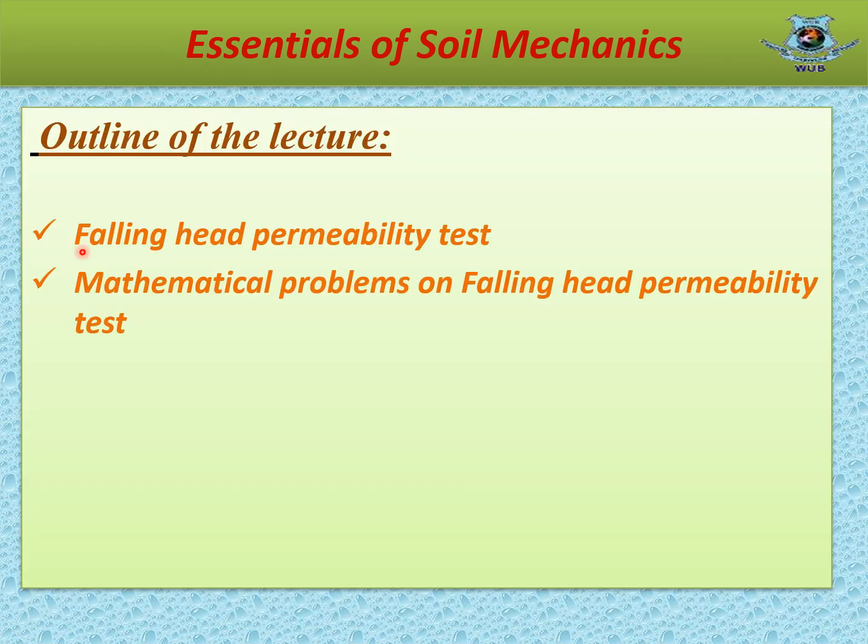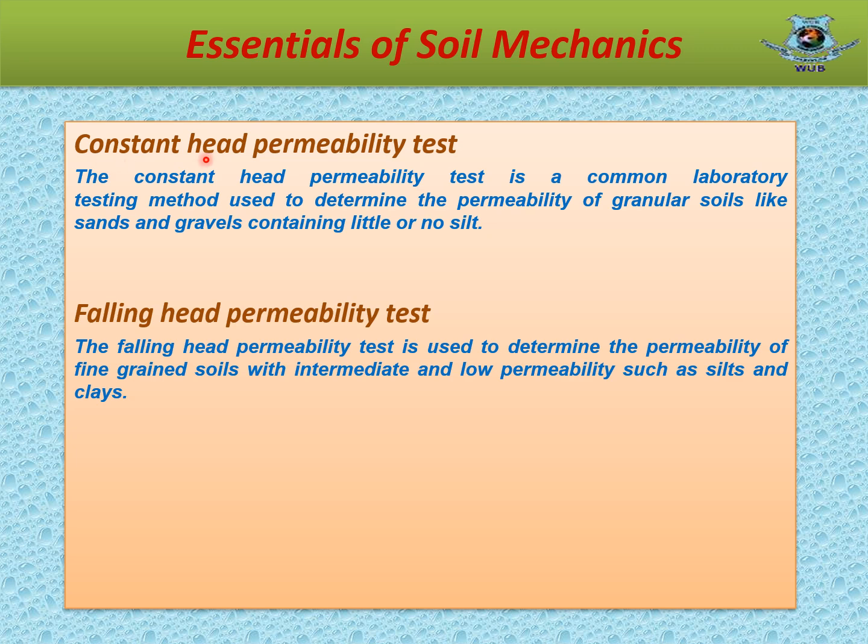In today's lecture, we will cover the falling head permeability test and mathematical problems on it. Constant head permeability test. The constant head permeability test is a common laboratory testing method used to determine the permeability of granular soils like sands and gravels containing little or no silt. Falling head permeability test. The falling head permeability test is used to determine the permeability of fine-grained soil with intermediate and low permeability, such as silts and clays.